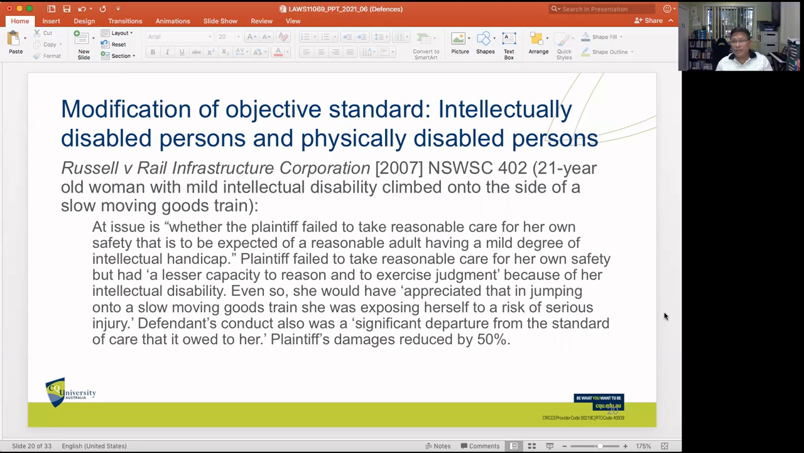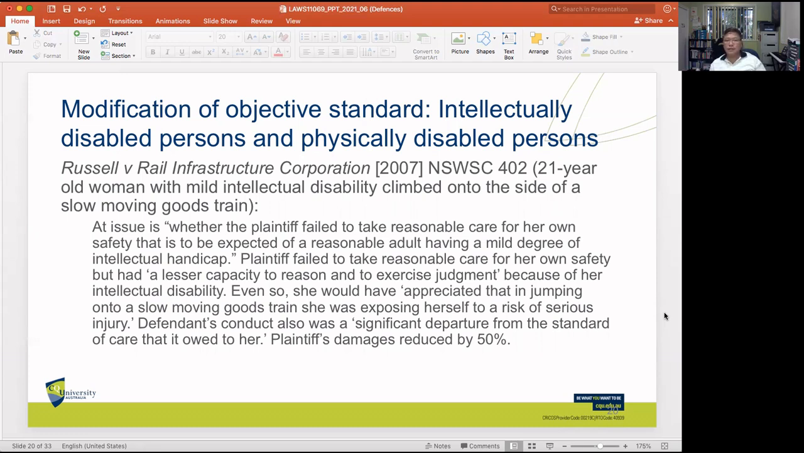She had been with her friends, who were quite good at climbing over a fence and then climbing onto the side of a slow-moving goods train. So this particular plaintiff was trying to show, I can do this myself. But in the process, she became scared when the slow-moving goods train suddenly began to pick up speed. She let go and she injured herself seriously.